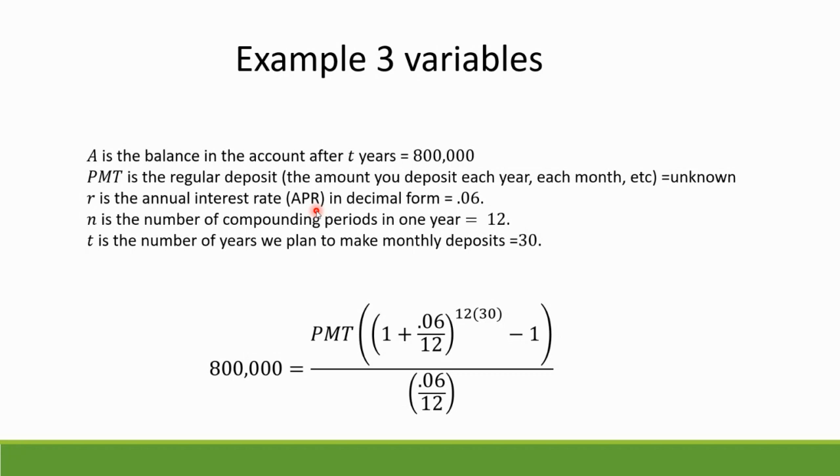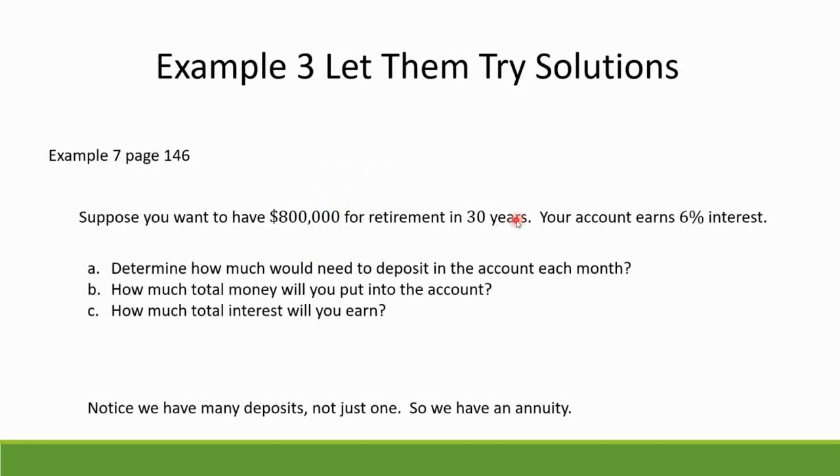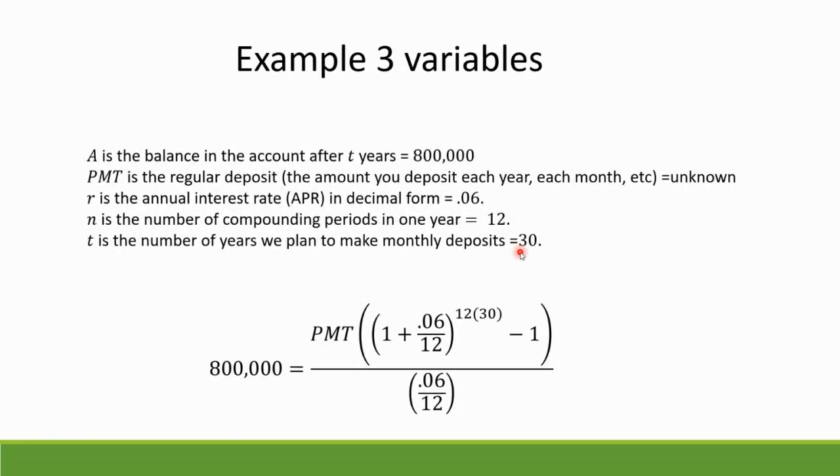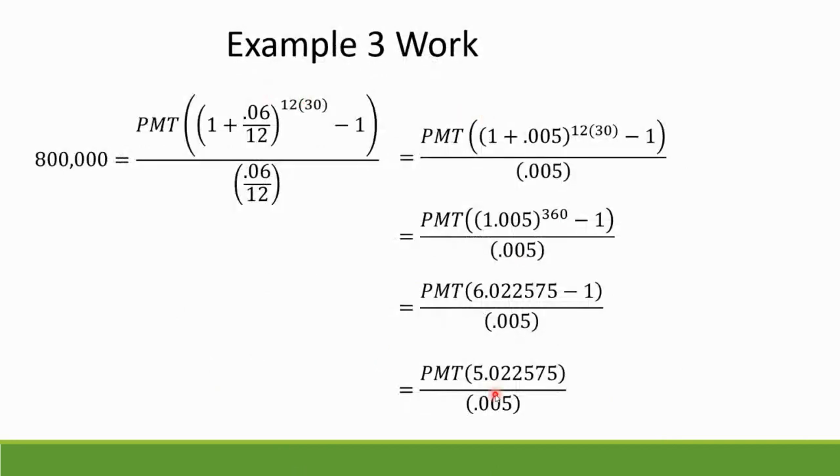N is how many compounding periods there are in a year. Since we're making monthly deposits, that tells us it's being compounded monthly, so N is 12. T is how many years we plan to make monthly deposits. In other words, T is time for us, and the problem said 30 years. Okay, cool. So this is our formula. We plug it in. PMT is unknown, and it's really just like what we did before.